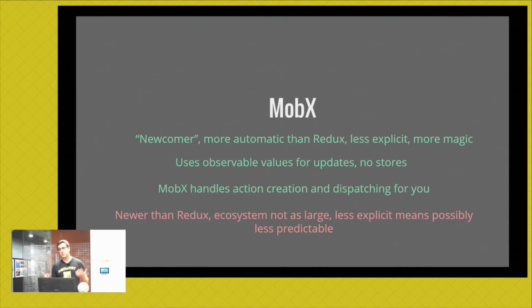However, it is newer, so the ecosystem surrounding it isn't as large. I'm not 100% sure how many edge cases have been solved for it, so I don't know how robust it is in really large apps. And because it's less explicit, it might possibly be less predictable than Redux, although just about anything you use is less predictable than Redux, because Redux is extremely predictable.